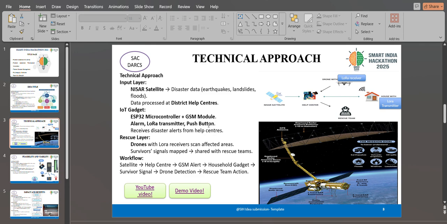And next, the technical approach. The NISAR satellite data gives data on earthquakes, landslides and floods, processed at the district help centers. The IoT gadgets include an ESP32 microcontroller, GSM module, alarm, LoRa transmitter, push button, and receivers, which receive disaster alerts from the help centers.